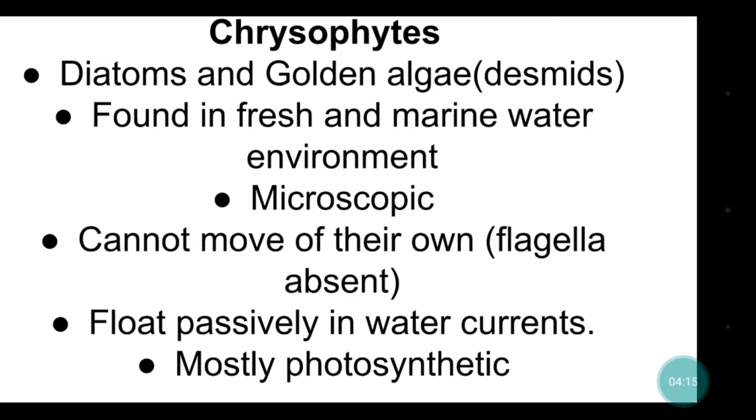Like first one is the chrysophytes. Chrysophytes include diatoms and golden algae, and these organisms are found in fresh and marine environment, marine water. Microscopic obviously, and they cannot move because flagella is not present. They float passively in water currents, like with the flow of water they will also float with it. And most of them are photosynthetic, that is they show autotrophic mode of nutrition.